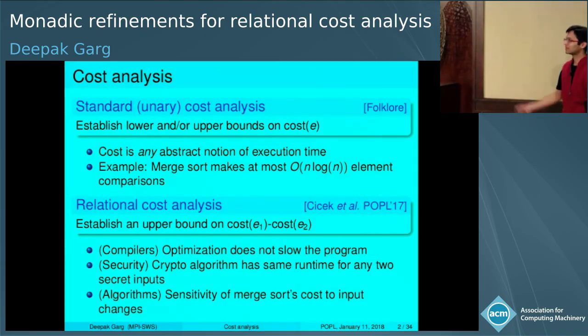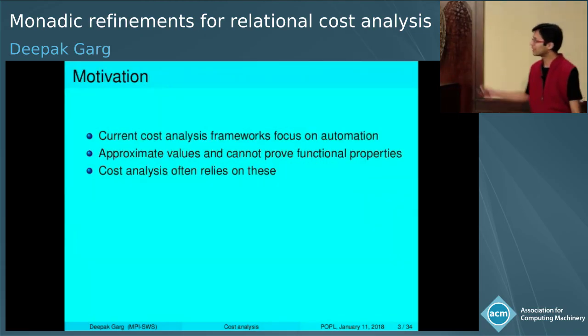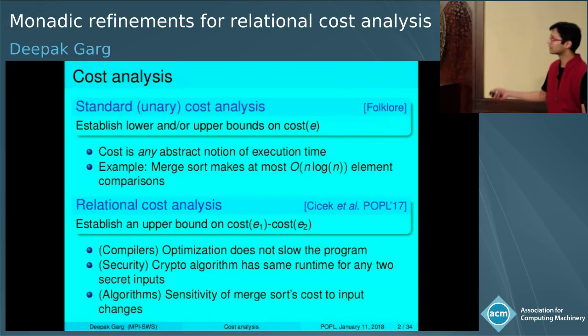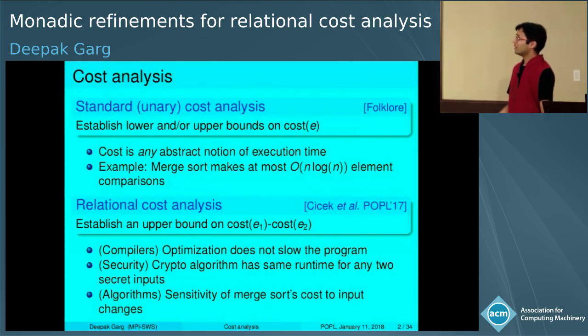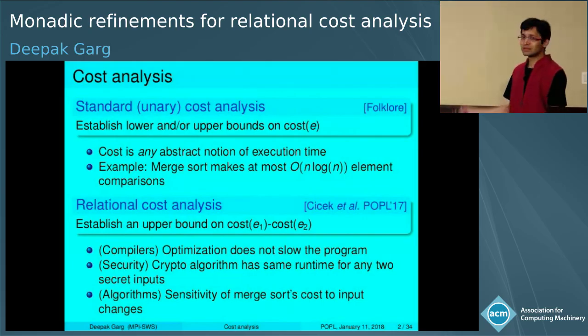Some of these are listed on the slide. I won't walk you through all of these, but I'll encourage you to look at our paper from last year to actually see these. But just to give you an example, in the context of compiler optimization, you can use this problem to show that a program that has gone through some specific optimization does not really slow down. So you are comparing the costs of execution of two programs, the optimized one and the unoptimized one.